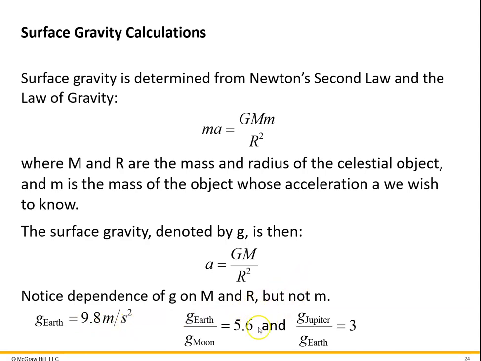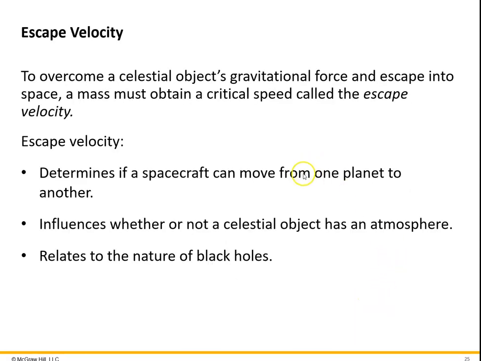So there's the one for the moon. The moon is about 1/6, I mean, it's almost a 6. Jupiter is much more massive than the Earth, and so things would weigh a lot more, 3 times more on Jupiter.